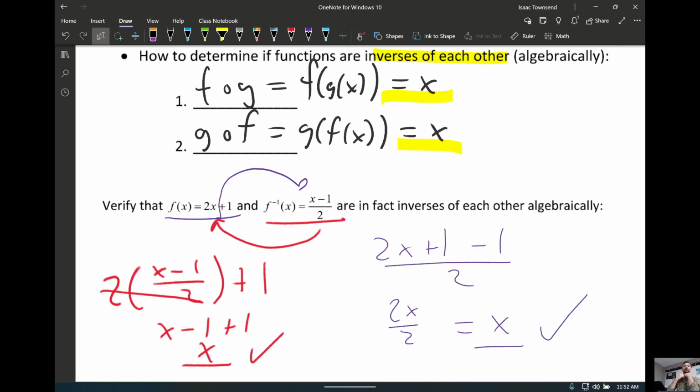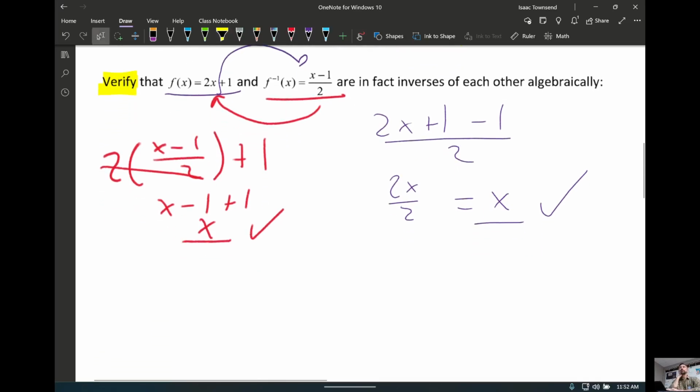Now, I'm going to say this just to try to help deter you from this. Sometimes, and I don't know why, when the directions say this, students will find this guy's inverse and show that it's this, and then find this guy's inverse and show that it's that. That is not good enough to verify or prove that they're inverses. You need to do it this way. This is the only way to do it algebraically.